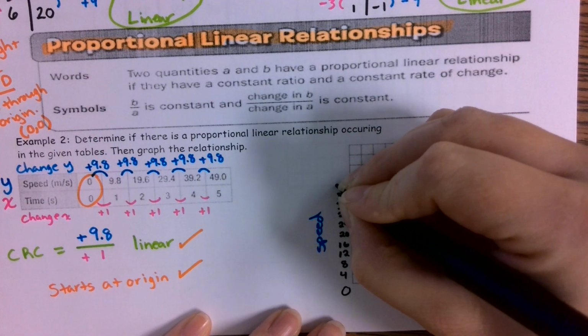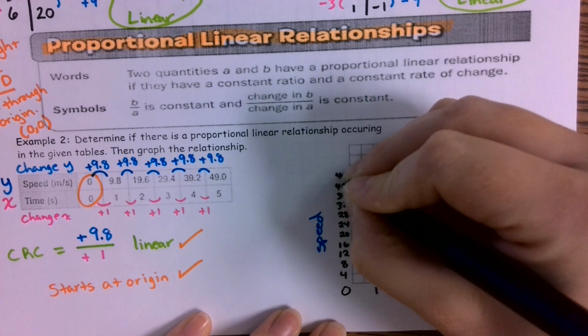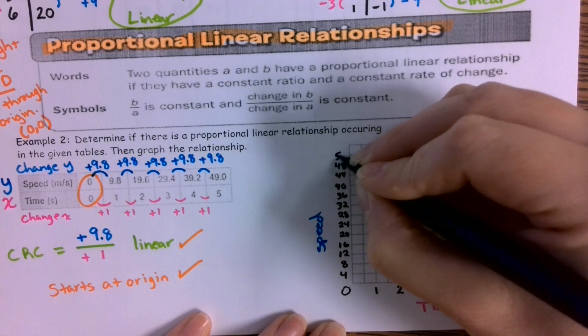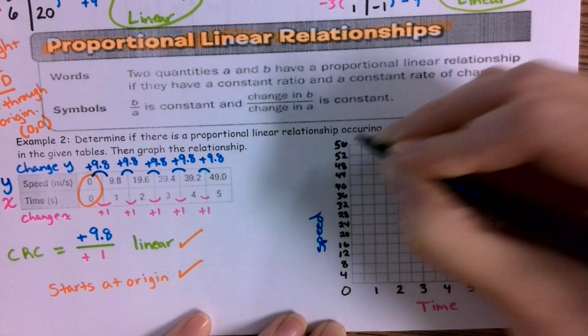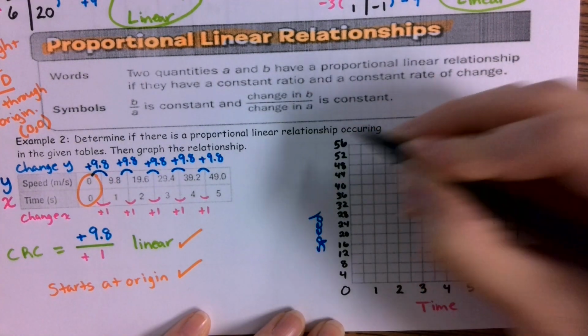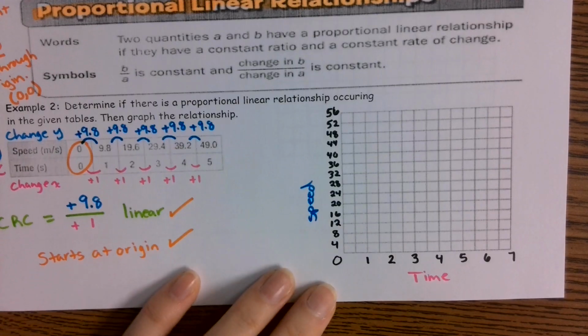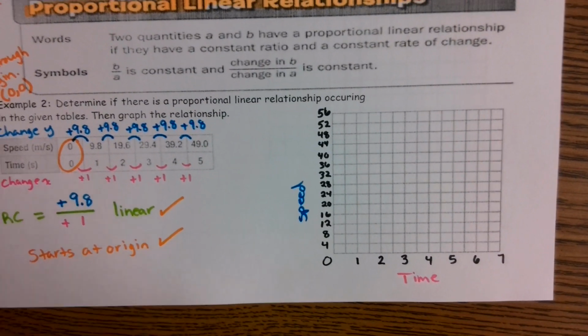Again, I do apologize. Normally I would have this up there for you guys. Okay. So if you have them labeled correctly, you should have gotten to the point 56 at the very top. And then we just go about graphing them.